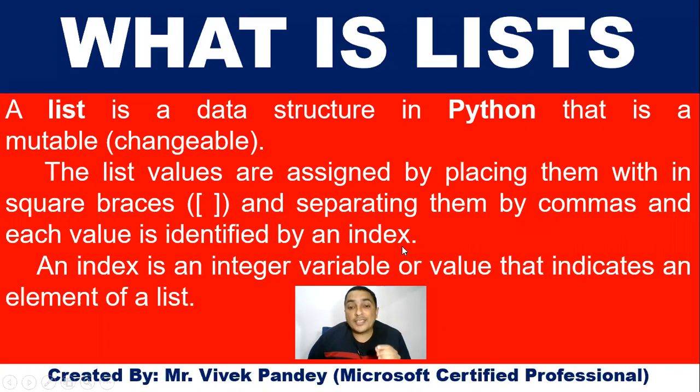List values are assigned by placing them within square braces and separating them by commas, and each value is identified by an index. As you know, an index is an integer variable or value that indicates an element of a list.